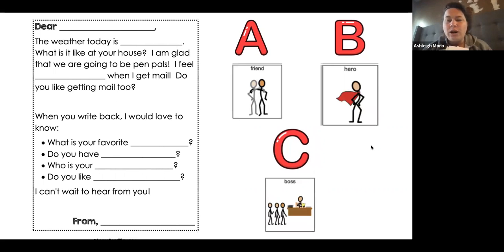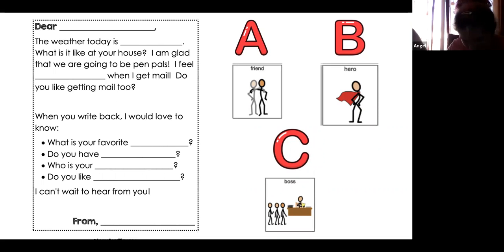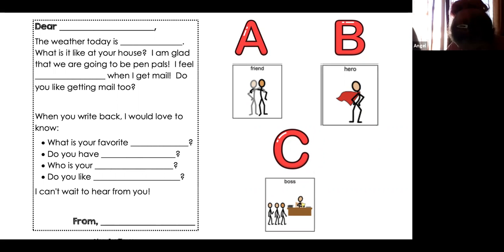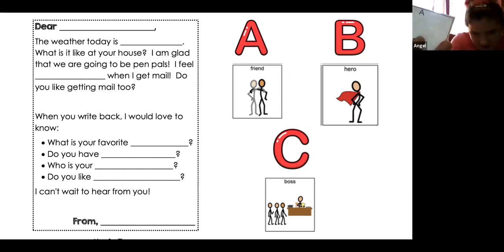Who is your best friend? A, best friend. B, hero. C, boss? So boss, hero, friend. Which one do you want to know about? Friend? That would be letter A. You would like to know who your best friend is.